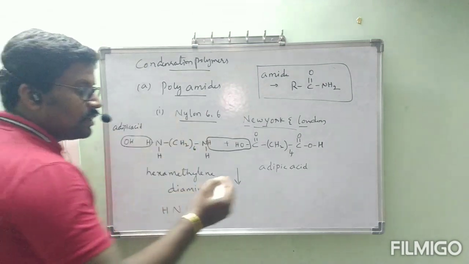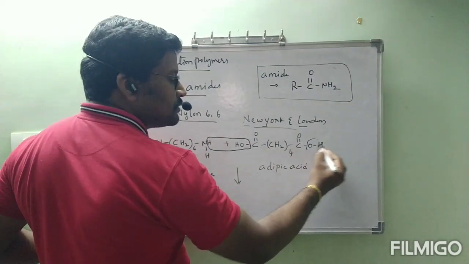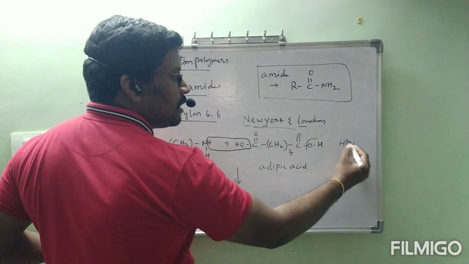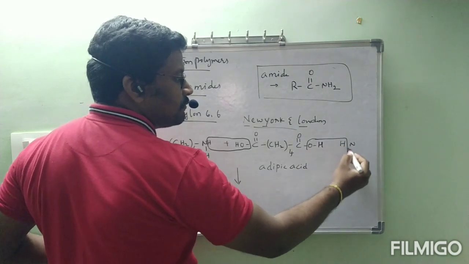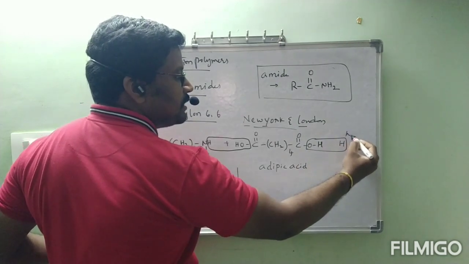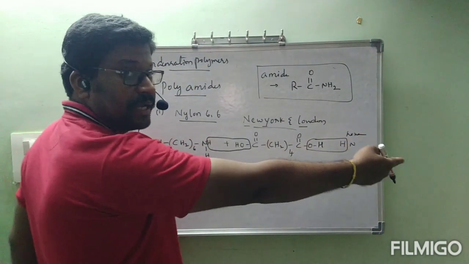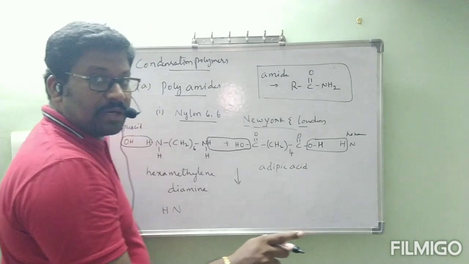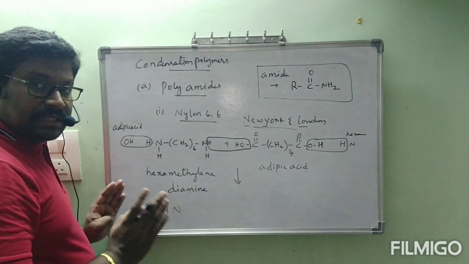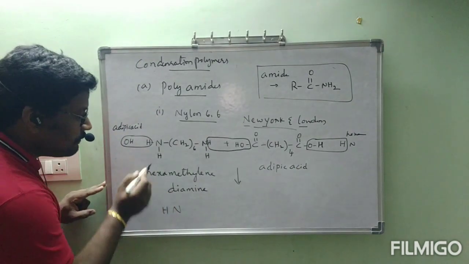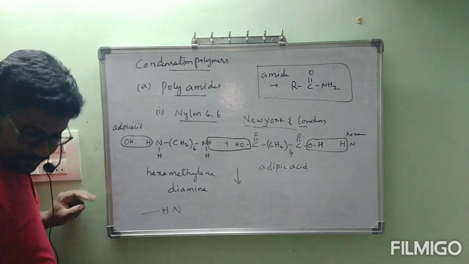Correct? Same way, here OH is there. This OH and the hydrogen present on nitrogen from hexamethylene diamine, this is adipic acid, next continuation hexamethylene diamine, will be removed as water. That's why I am writing simply in a simple way here. See, here we will be left with NH.